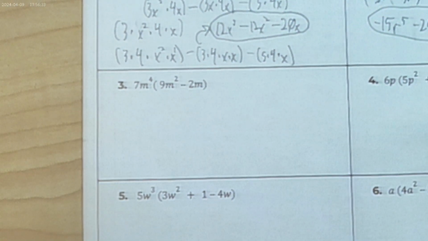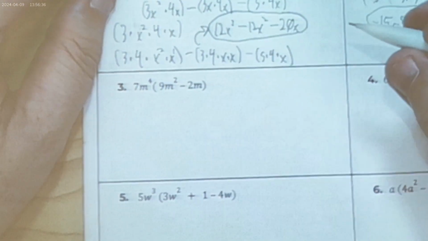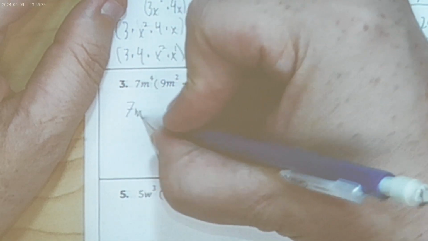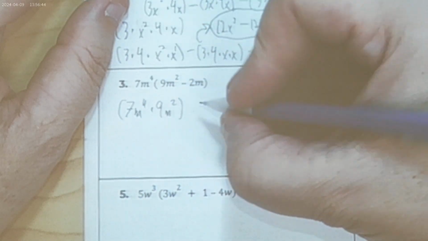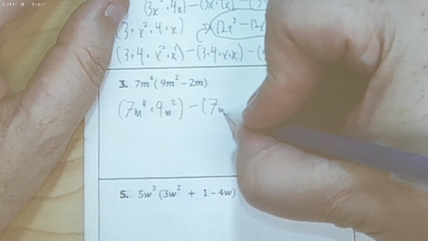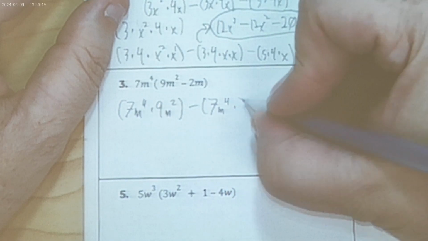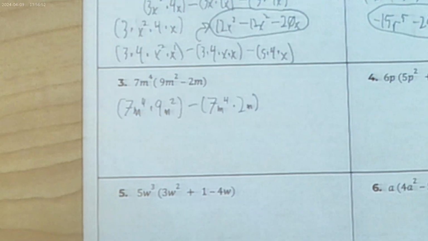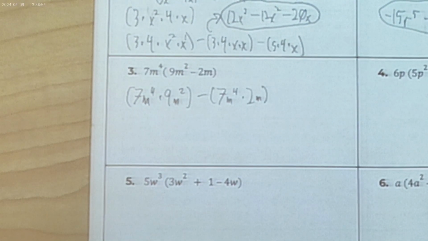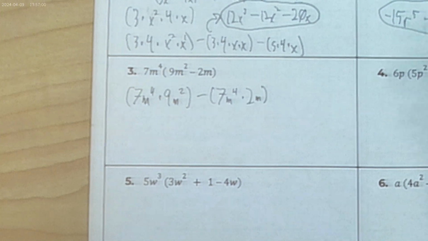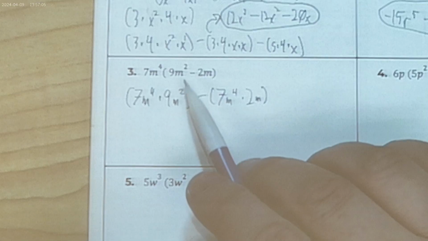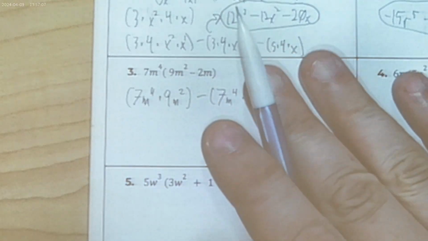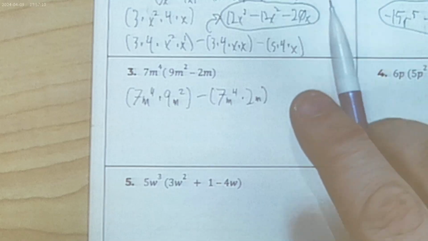All right. Next one. Oh, we only have two terms. Sweet. This one's going to be 7m to the fourth times 9m to the second minus 7m to the fourth times 2m. Now you'll notice, unlike with addition and subtraction, with multiplication, we can combine whatever exponents we want. Inside the parentheses, we're restricted. 9m squared minus 2m, that's where it ends. We can't go any farther than that.